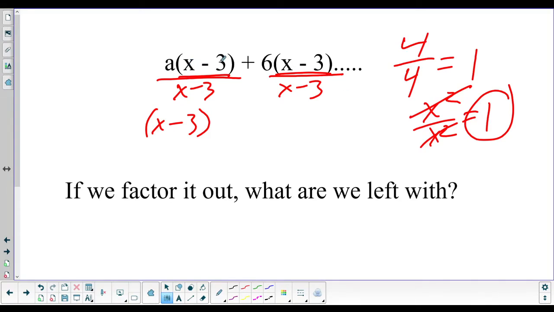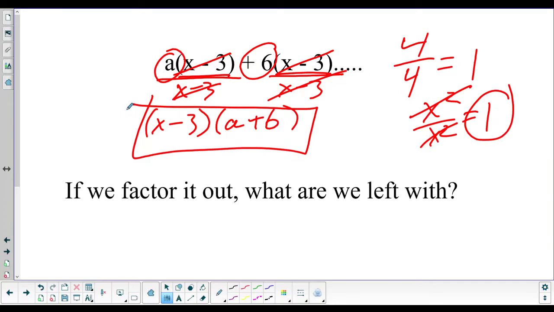So what's x minus 3 divided by x minus 3? They cancel, and now it's a 1, but 1 times a is whatever. So when I divide by x minus 3, the x minus 3 goes away, and we're left with a. When I divide by x minus 3, the x minus 3 goes away, and we're left with plus 6. This is factored now. Okay.